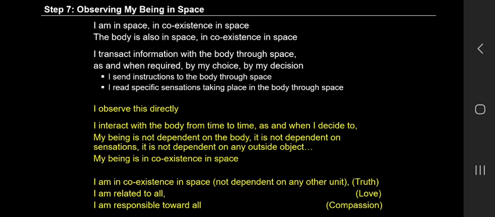So I can observe myself directly as an activity. I can observe body directly as an activity. I can also observe space directly. So in coexistence of space, I interact with body time to time. It is my choice when to interact, as and when I decide to interact. So my being is not dependent on the body. It is not dependent on sensation. It is not dependent on any outside object. So my being is in coexistence in space.